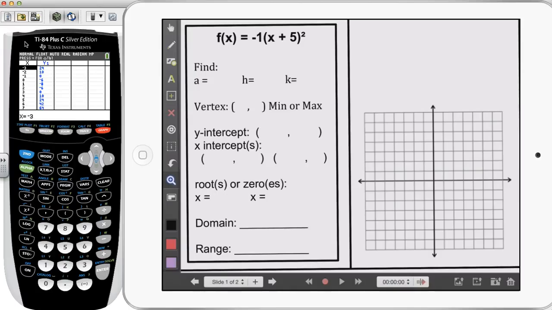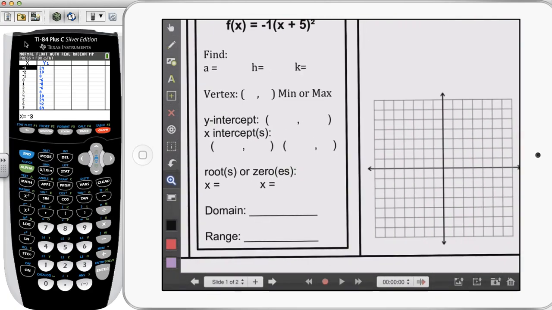Okay, I do hope that you tried on your own. Now let's see what we can get from this equation by just looking at it. I can tell what my A is. I can tell that my A is negative 1. In this case, since A is negative, it's going to be an upside down parabola having a vertex that is a maximum. So then I have a maximum vertex.